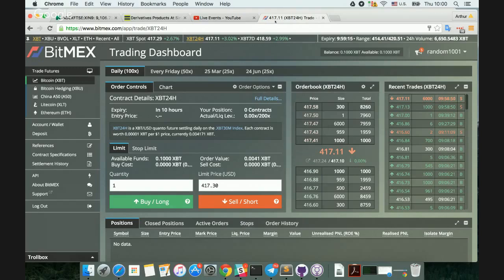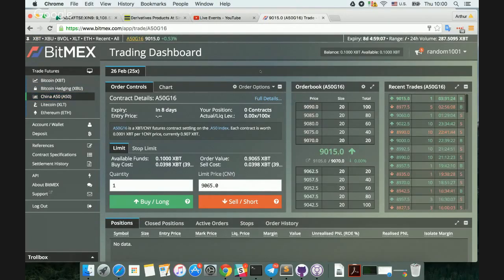So first thing we're going to do is log into BitMEX and check out the China A50, or A50 for short, futures contract. Now here we see the standard trading dashboard. Right now we have one A50 contract that expires on the 26th of February, and the ticker is A50G16. So first off the bat, let's just go through the contract details so that everyone can understand exactly how this futures contract works.